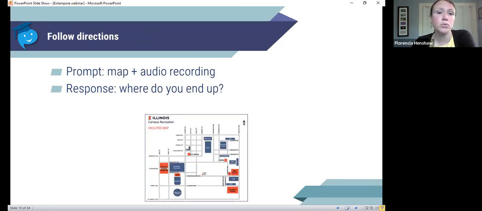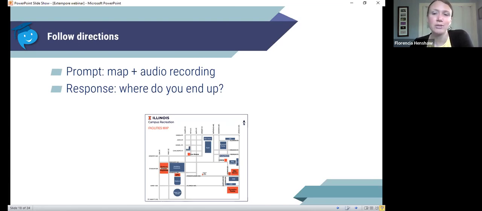Similarly, you can do a map as a prompt and then also audio recording. And so you can give them instructions or directions. So you're here, turn this way, go 2 blocks, turn here, and then they tell you where they ended up. What I would suggest is, and this is important, careful with very complicated maps.